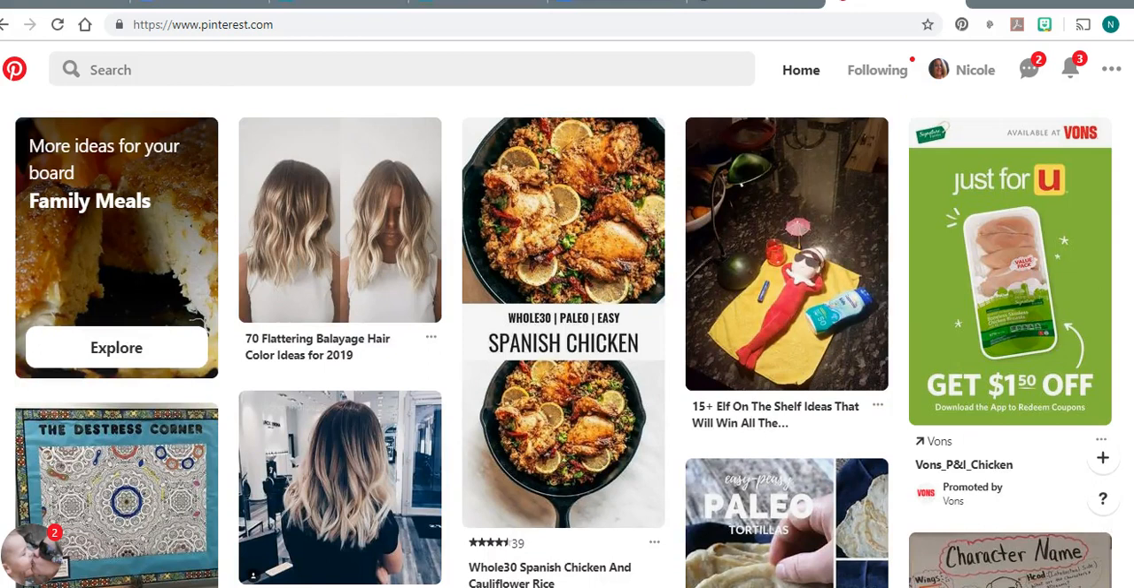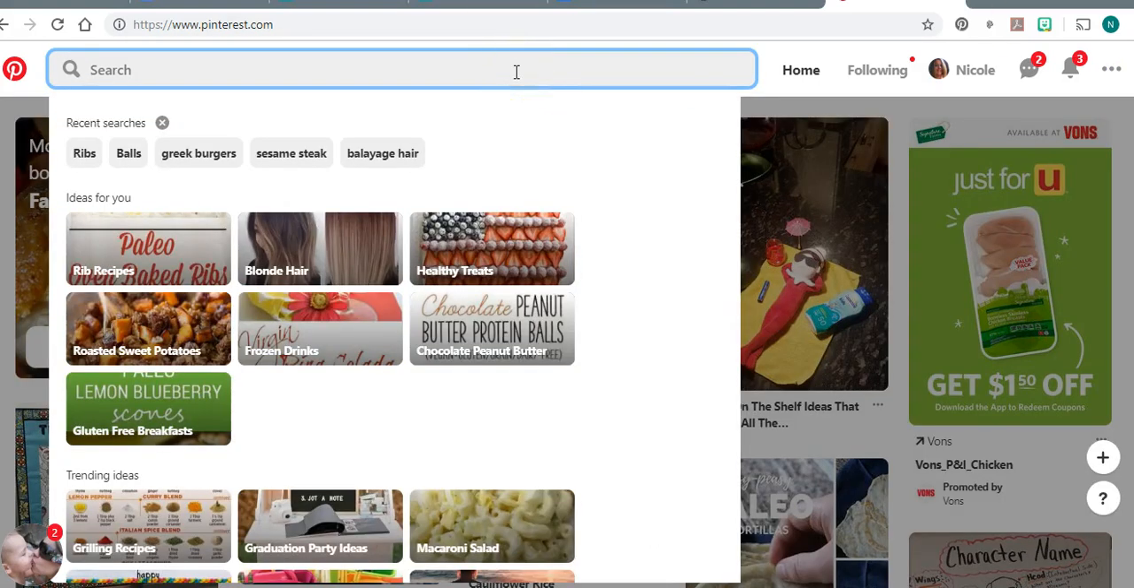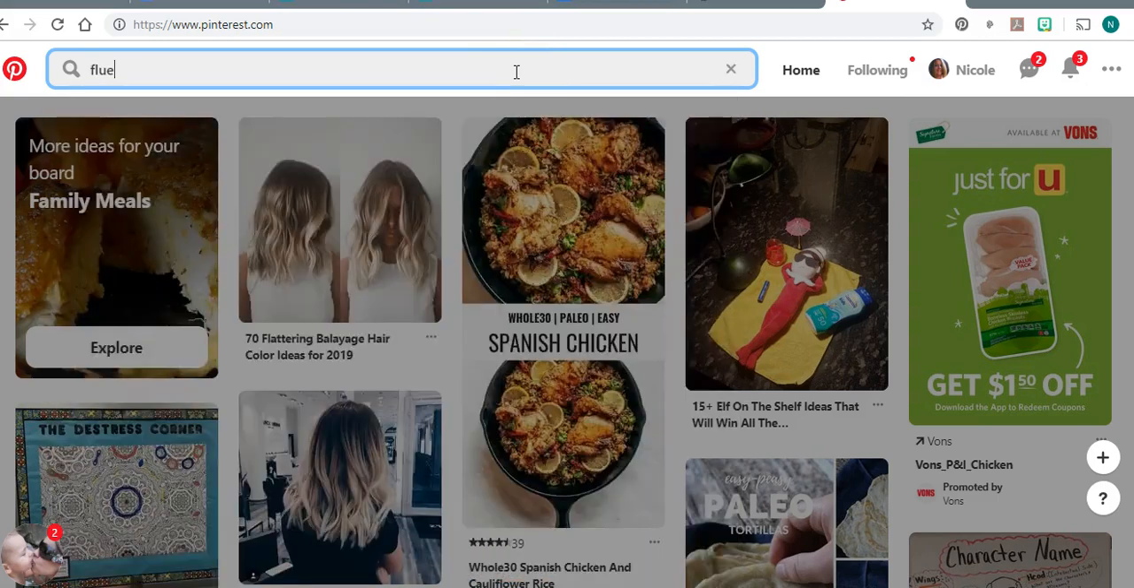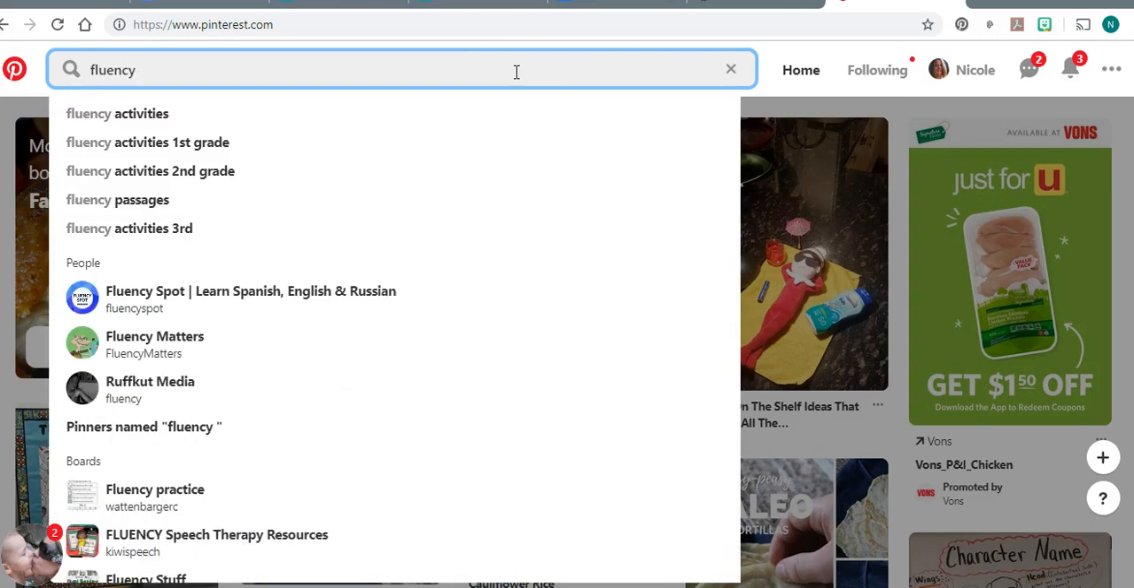Pinterest. If you don't have a Pinterest account and you're going into teaching, you need to, because it's amazing. So say I have my free Pinterest account, I go into a search, I'm doing a fluency goal. So I type in fluency activities.